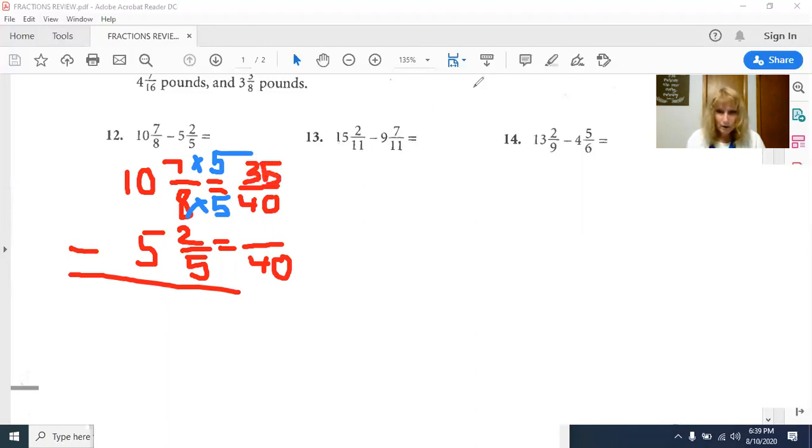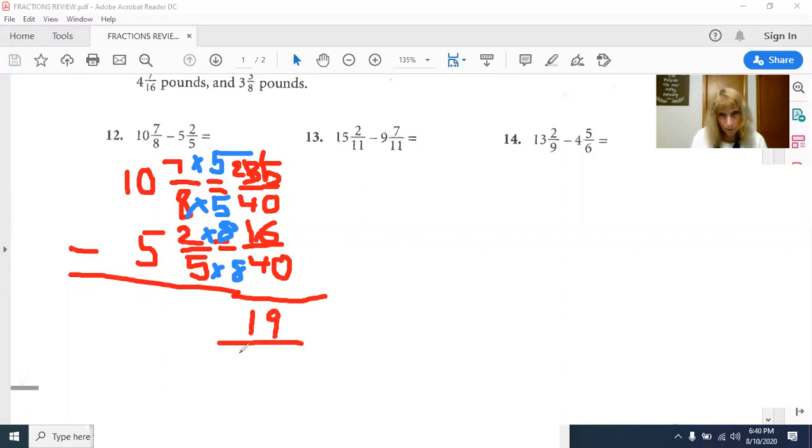And on the bottom now, 5 times something gave me 40. 5 times 8. So I times 8 on top. That'll give me 16, right? 2 times 8, 16. Now I'm subtracting. I don't have to borrow because 16 is less than 35. I just have to subtract. So 3 becomes a 2. 15 minus 6 is 9. 2 minus 1 is 1.